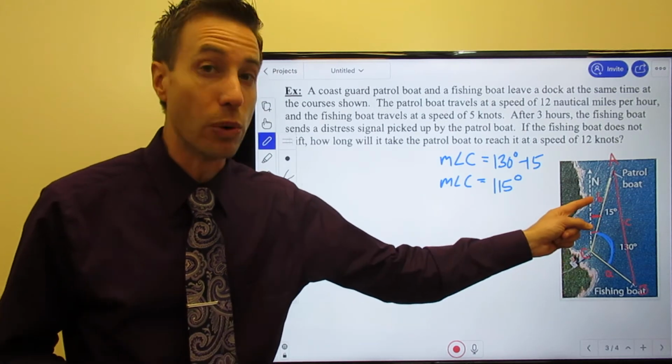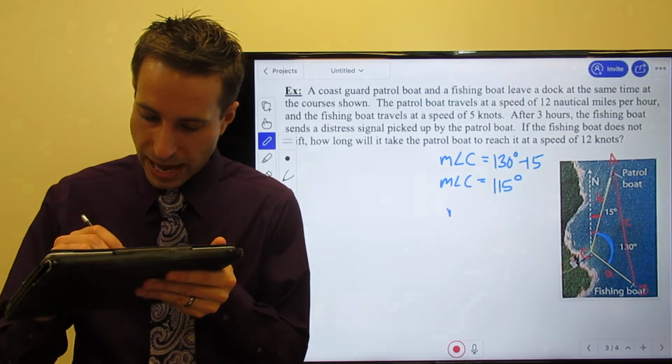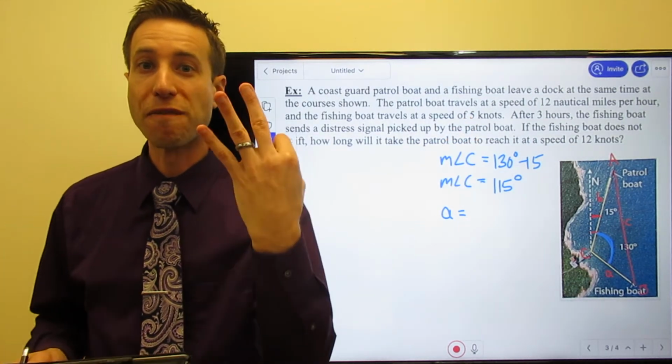Then I also will be able to find the length of B and the length of A. Here we go. A, this is the fishing boat. The fishing boat was traveling at 5 knots for 3 hours, right?